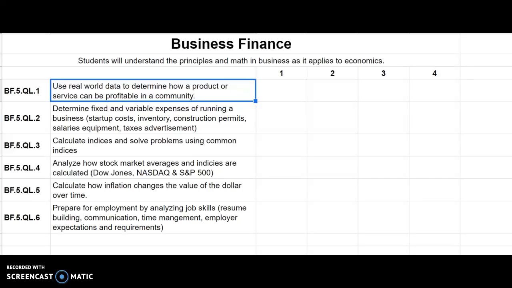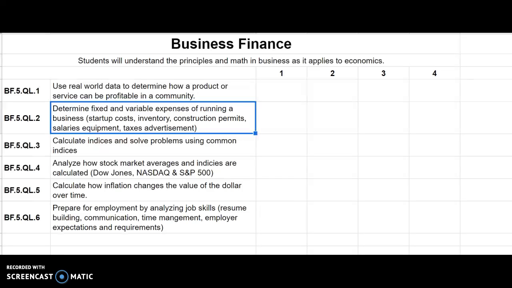All right. So the next piece is fixed and variable expenses of running a business. So this will be in your business proposal. You need to know, how much does it cost to start up? How much are you going to pay in inventory? Are you going to have a building that's already constructed? Do you even need a building? What about salaries? What about the equipment that you'll need to build whatever it is that you're planning on using as a product?